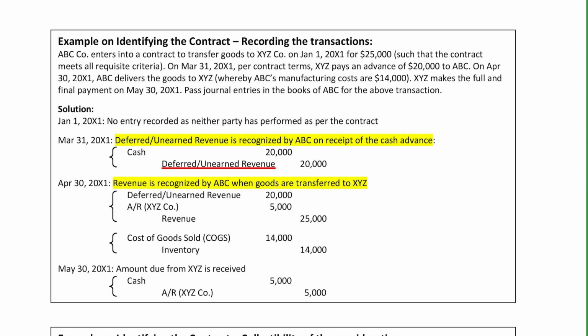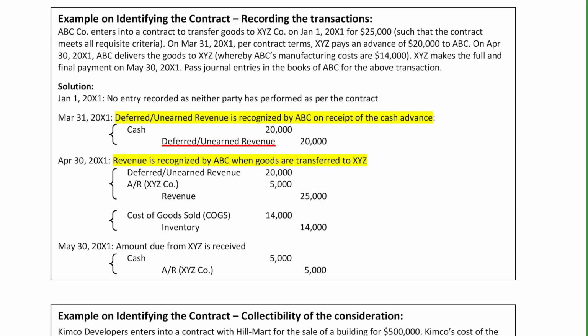And of course, the contract was for $25,000. The advance received was only $20,000. The remaining $5,000, that's more like an accounts receivable right now. And as per this example, that remaining $5,000 is paid by XYZ on May 30th.